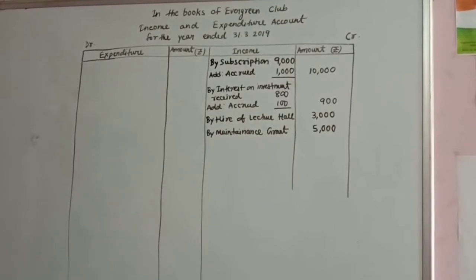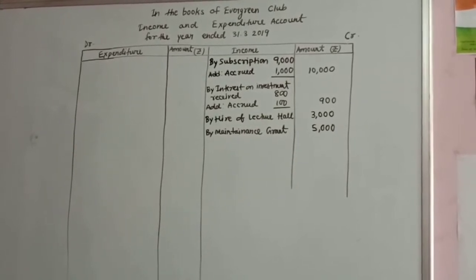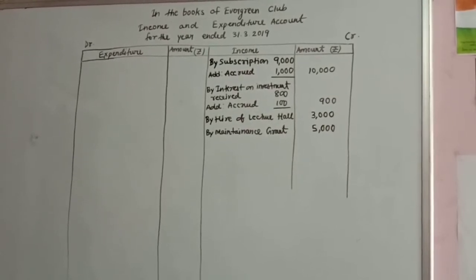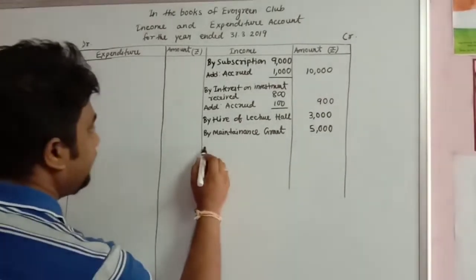So you will only consider the revenue items and not the capital items. So tournament fund or any fund is a capital item, it will not come on the income side. Next you have advertisement for souvenir. So that is again a recurring item.